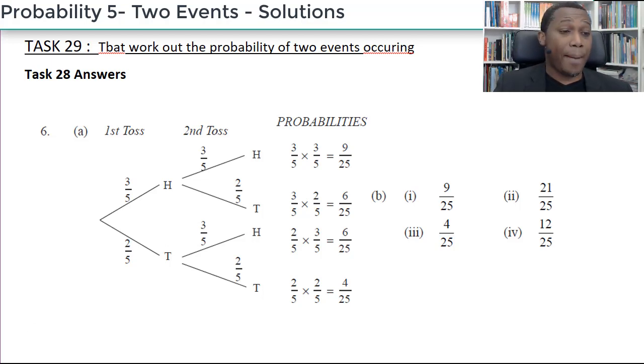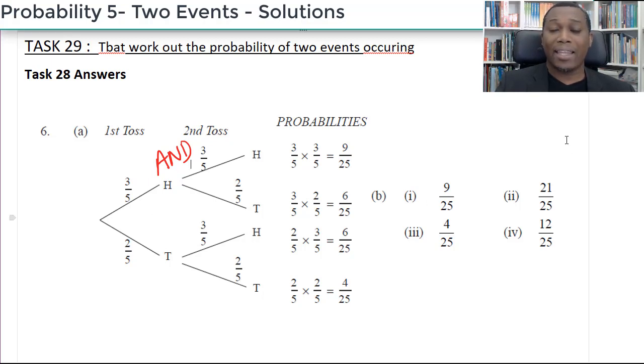Last bit of the question, part B, was asking you to use the probabilities to come up with answers. What's the probability of getting 2 heads? For B, you were following this pathway, head. I want a head and a head. Recall when we use the word and, it means to multiply. So that's how we're getting 9 on 25 when multiplying the fractions.